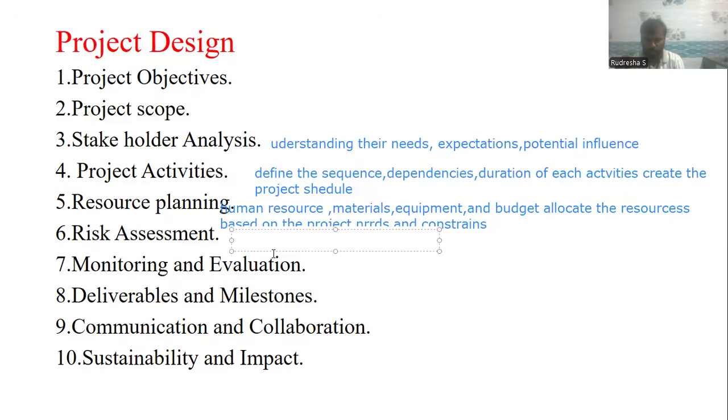Communication and collaboration. Establish effective communication channels and protocols within the project team and with the stakeholders. Define how information will be shared, documented, and communicated.